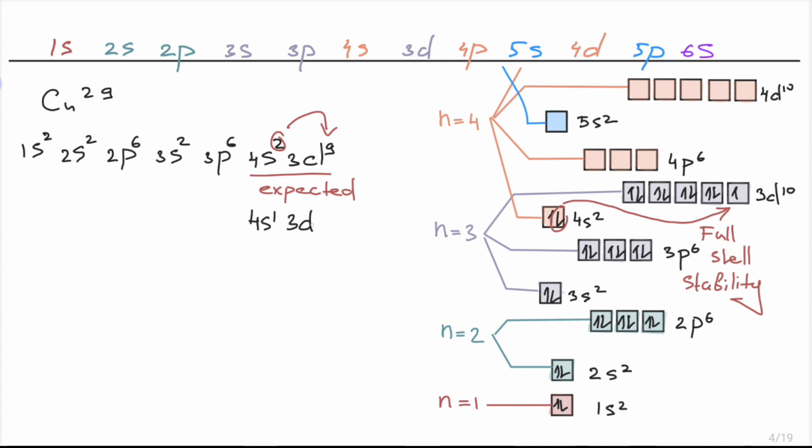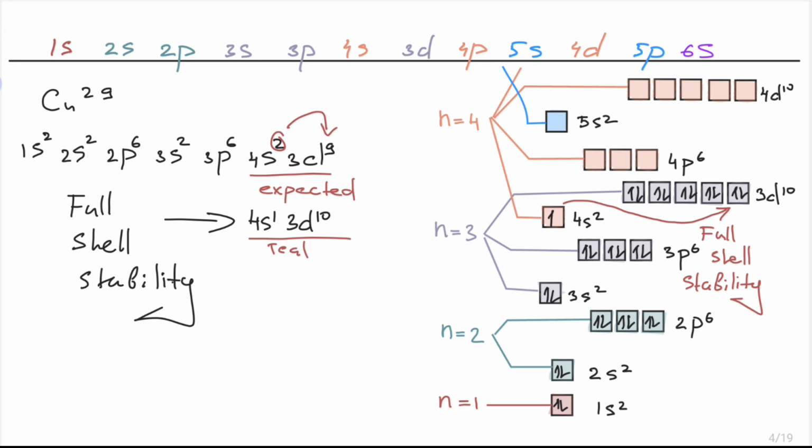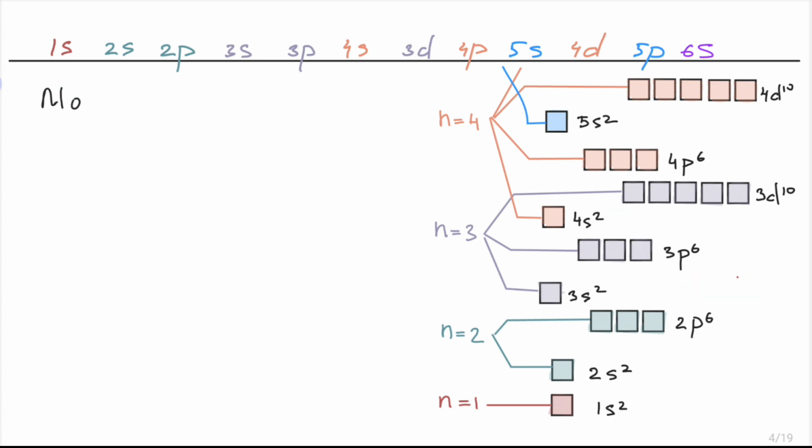However, in order to stabilize our orbitals and the electrons, you will do 4s1 3d10 by donating 1 electron to the 3d orbital. So the stability associated with a completely filled shell is due to the fact that all available orbitals within the shell or subshell are filled and the electron-electron repulsion is minimized.